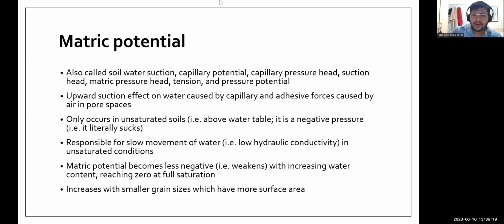Okay, let's talk about the matrix potential. Basically, this is one of the reasons why we have a very slow infiltration rate in your vadose zone. Now, what is matrix potential? This is also known as your soil water suction, capillary potential, capillary pressure head, suction head, matrix pressure head, tension, and even pressure potential. As you can see, it is called by many different but equivalent terms.